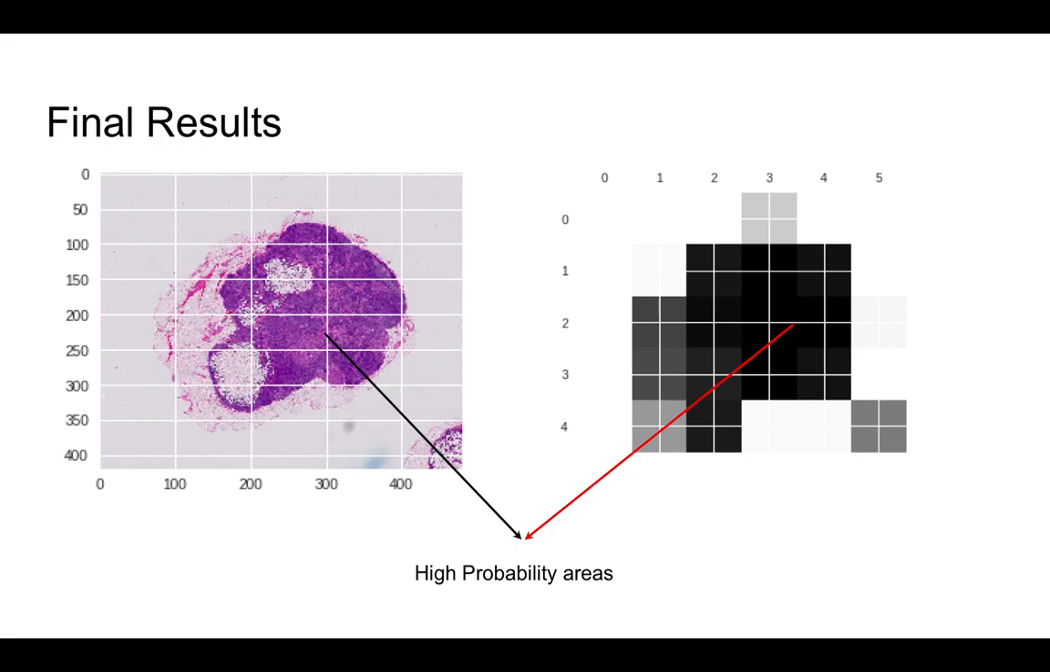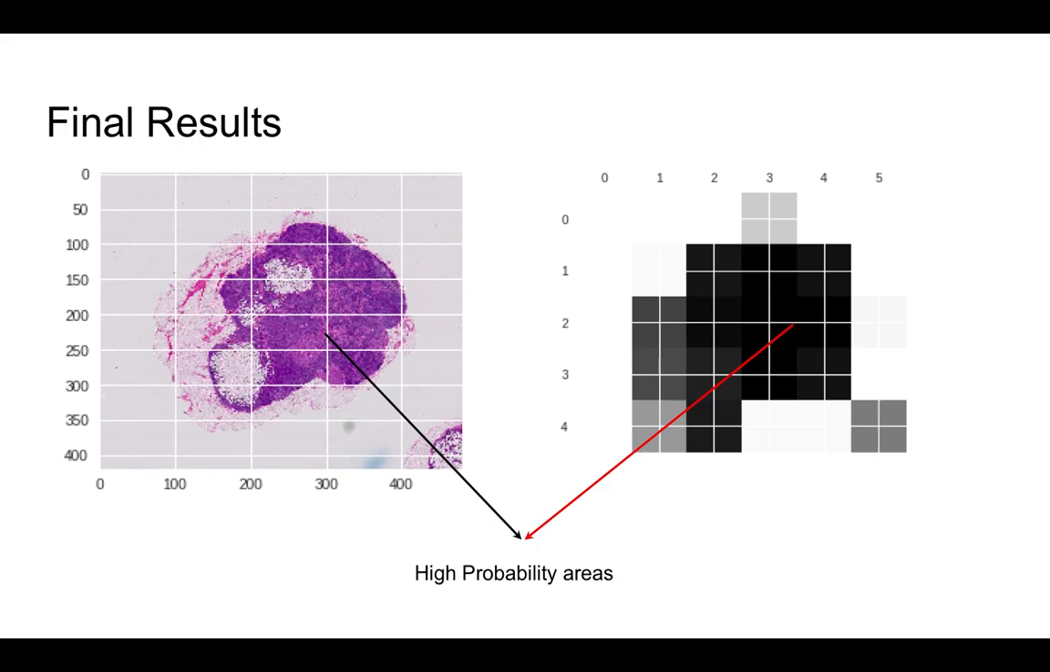And as one can see, these were the final results on a slide that I had set aside for the purpose of testing. The light pink regions here in the slide are the tumor regions, and the dark areas in the heat map are the regions that have higher probabilities of having a tumor. We can see from both these images that these areas correspond.